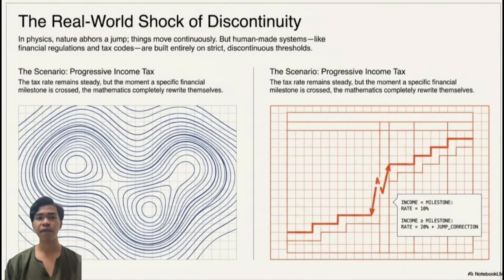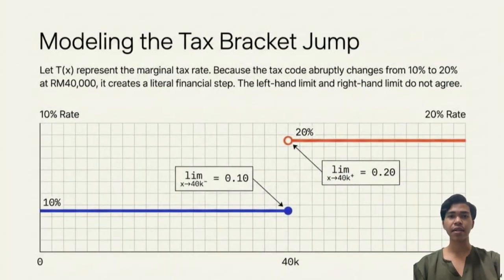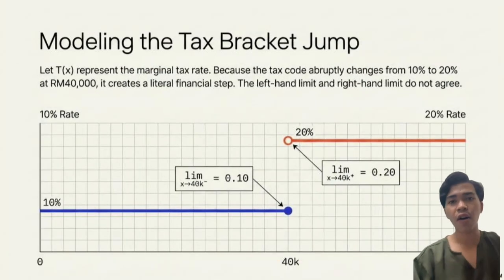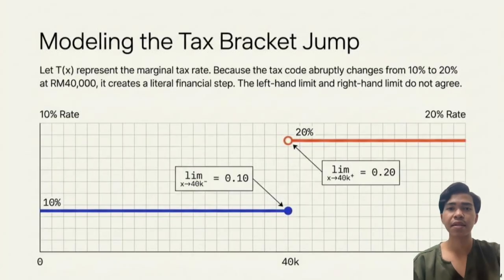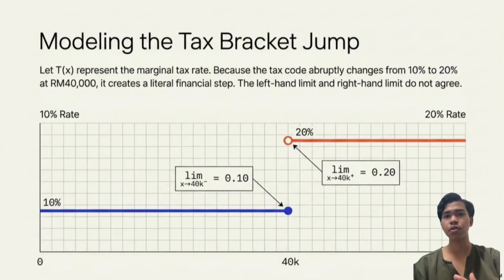It's a jump curve. It's a series of jumps. Alright, let's look at the technical model of this jump. We represent the marginal tax rate as TX. In this specific model, the tax could abruptly change from a 10% rate to a 20% rate.